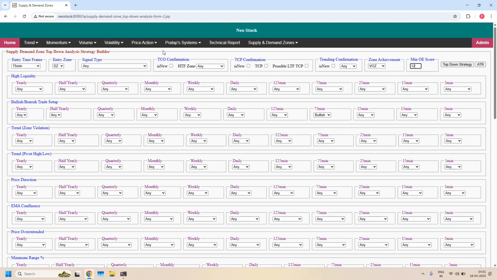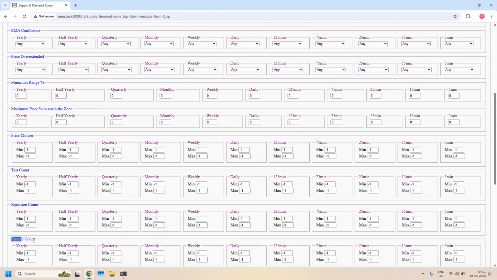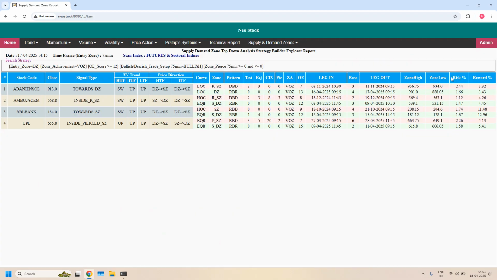And one more filter, 75 minutes demand zone should not be pierced. So in the pierced count parameter, at 75 minutes time frame, I am setting minimum value 0, maximum value 0. That means pierced count should be 0. Pierced count 0 means zone is not pierced. So let's filter. We got 4 stocks.